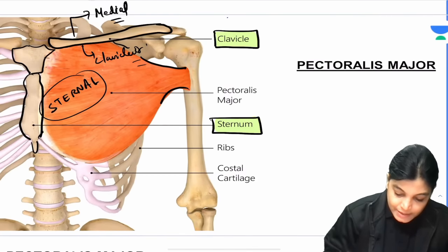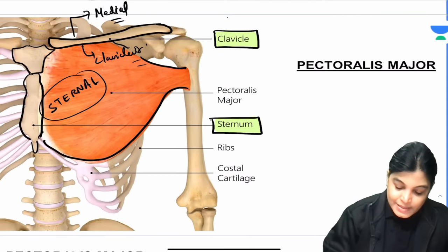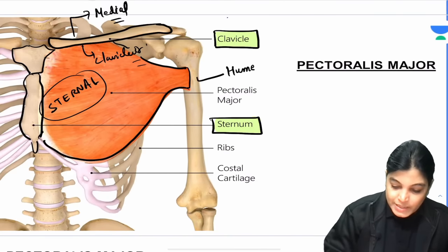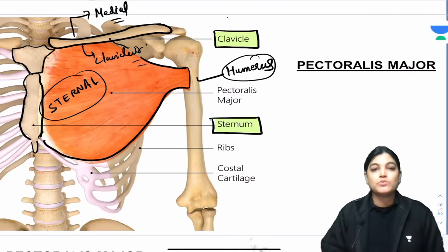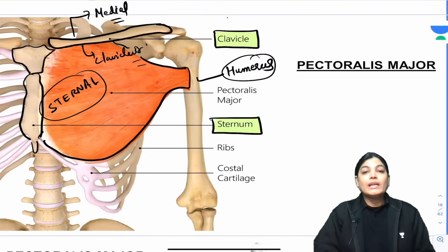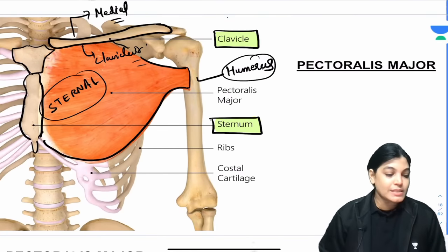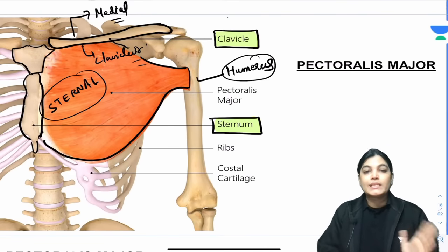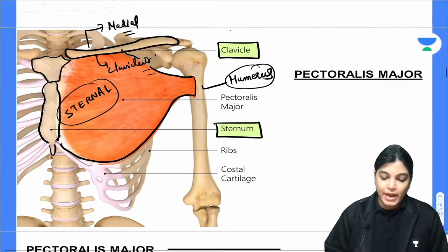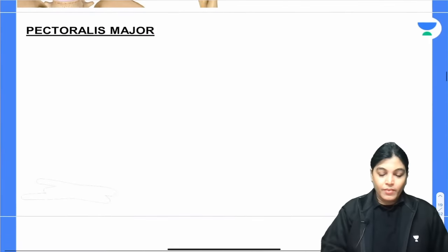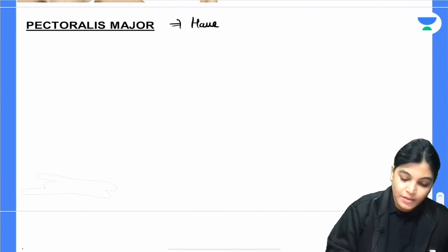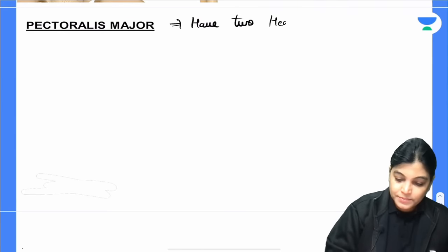The insertion point is more narrow, and it is inserting on which bone? This is the humerus bone. It is inserting onto the lateral lip of the intertubercular sulcus of the humerus bone. Got it? So this is about the origin and insertion of the pectoralis major muscle. So write it: the pectoralis major muscle has two heads of origin.